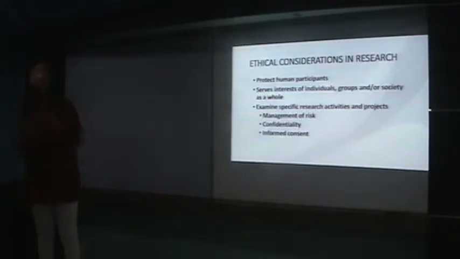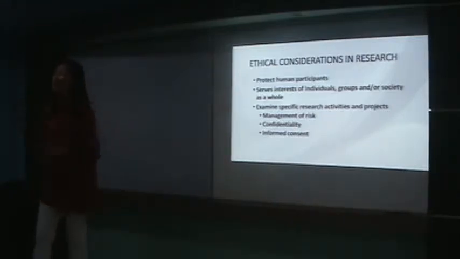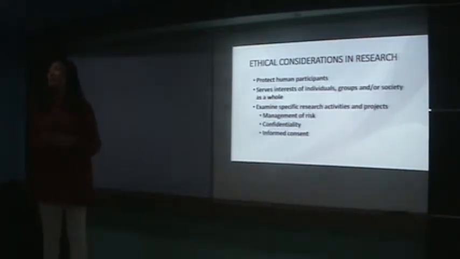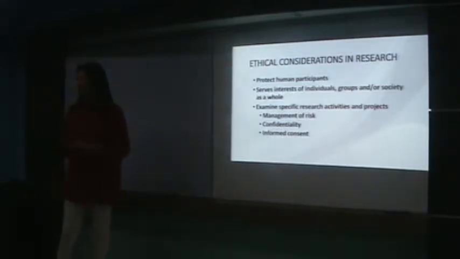And there are three objectives in research ethics. These are the ethical considerations that form the major elements in research. So the first one is to protect human rights, or human participants. The second one serves the interest of individuals, groups, and or society as a whole. Then to examine specific research activities and projects. So this involves issues like the management of risk, the protection of confidentiality, and of course the informed consent.